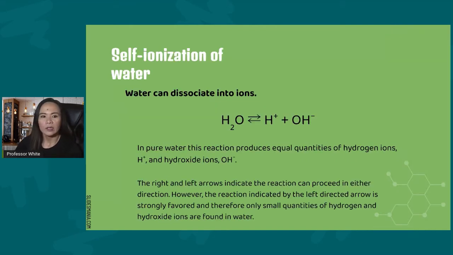Now, water can actually dissociate into ions. H2O, we already know, is the chemical formula for water. It breaks down into H+ and OH-. In pure water, this reaction produces equal quantities of hydrogen ions and hydroxide ions, like acid and base. The right and left arrows indicate that the reaction can proceed forward or backward. However, the reaction indicated by the left-directed arrow is strongly favored, and therefore only small quantities of hydrogen and hydroxide ions are found in water.